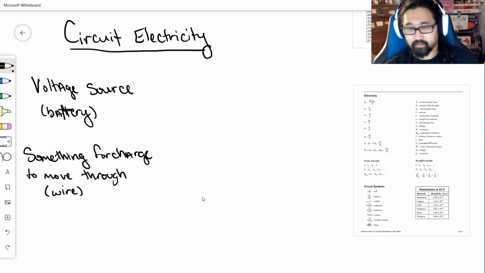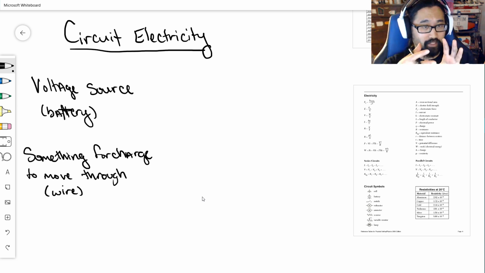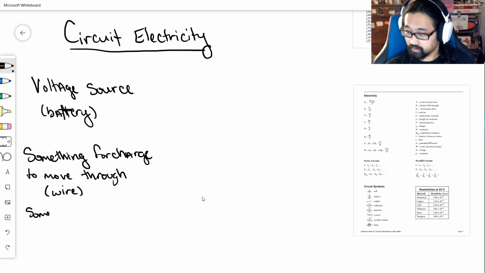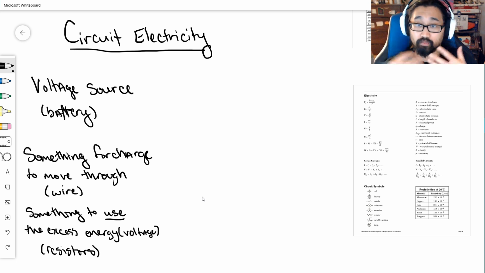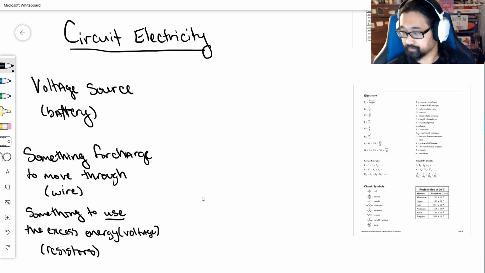And the last thing is, it's really dangerous to just give charges energy and send them on their way. You want to give them energy, send them on their way, and then force them to use that energy in something. So the last thing you need is something to use the excess energy. Something to use the excess voltage, right? Generally speaking, we call these things resistors, because they will resist the flow. They will try to slow the charges down, so charges have to expend energy in order to use them, right?